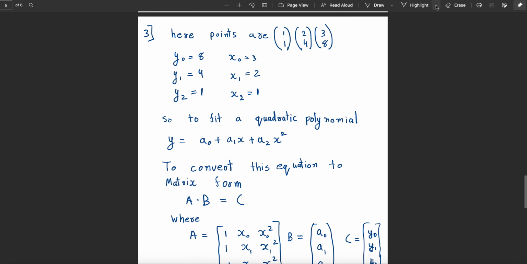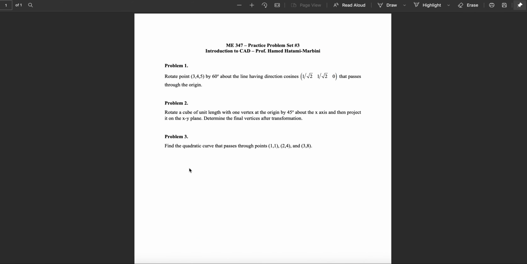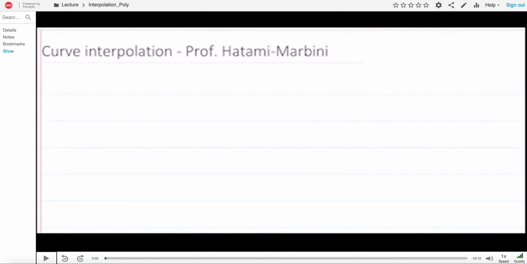For the third question, you're asked to find the quadratic curve that passes through the points (1, 1), (2, 4), and (3, 8). To solve that, you need to watch the lecture video, curve interpolation. The file name is interpolation underscore poly.